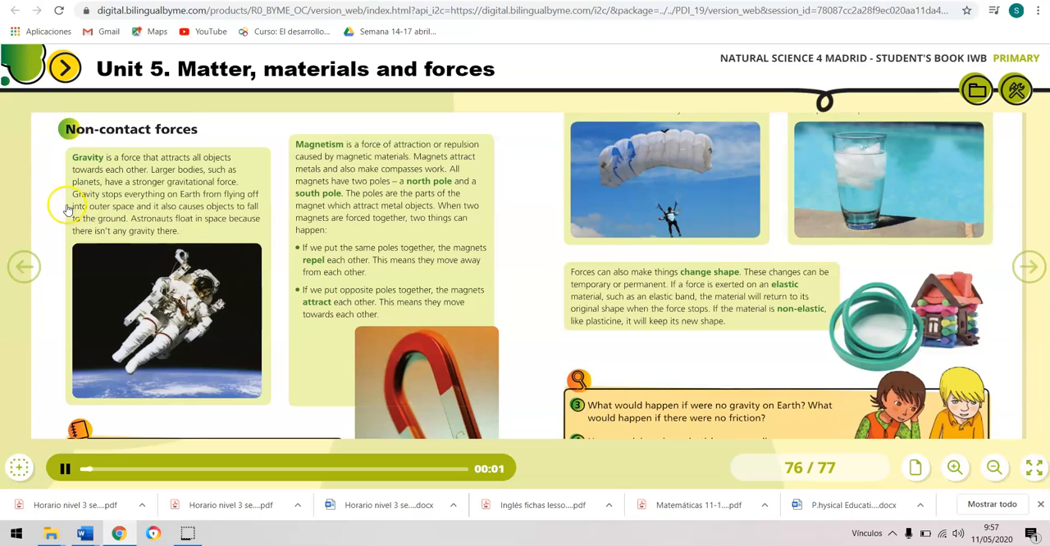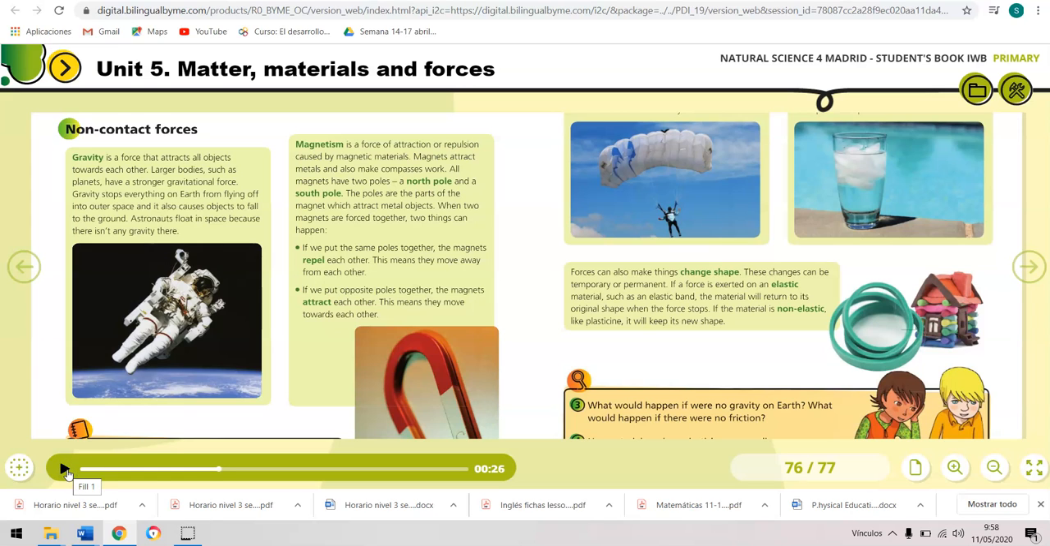Gravity is a force that attracts all objects towards each other. Larger bodies, such as planets, have a stronger gravitational force. Gravity stops everything on Earth from flying off into outer space, and it also causes objects to fall to the ground. Astronauts float in space because there isn't any gravity there.